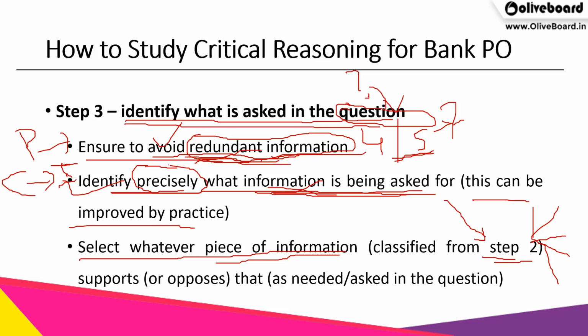Now you take whatever supports or opposes as needed and as asked in the question. You have the information. Yes, we have the information. You know what is asked. Yes, we know what is asked. Okay, then that's it. You take out that information and you plug it in the question, and your answer is given, and your question is answered.